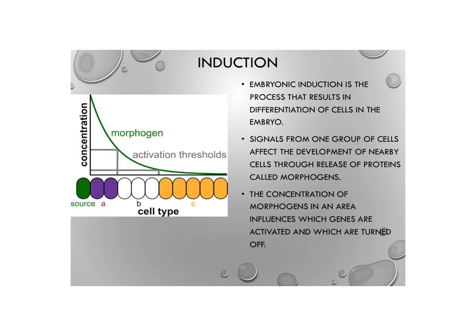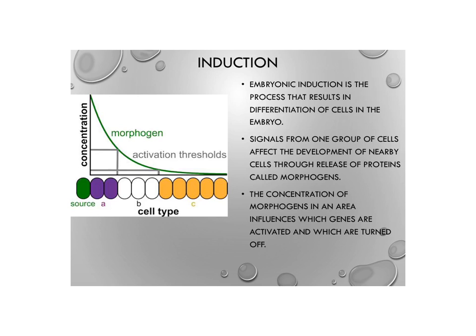Now, another process that's involved in differentiation, not just turning genes on and off, but how that happens, has to do with something called embryonic induction. This is when one group of cells sends signals that affect the development of nearby cells, and it has to do with release of local signal molecules called morphogens. And scientists have found that the concentration of morphogens actually are what influences what genes are activated and which are turned off. And I just have a little diagram here to help you understand that.